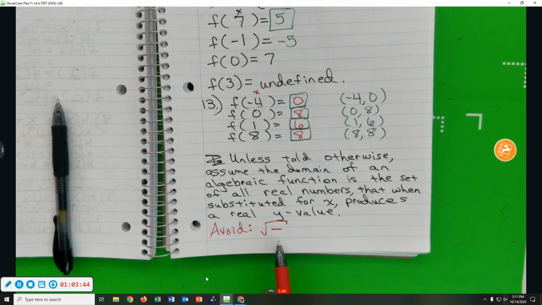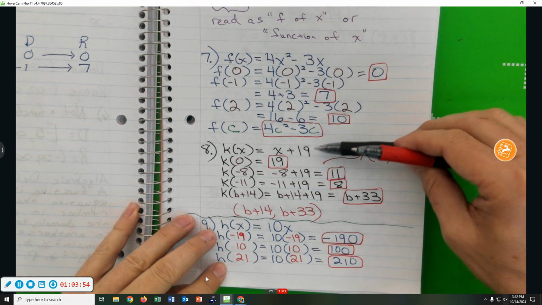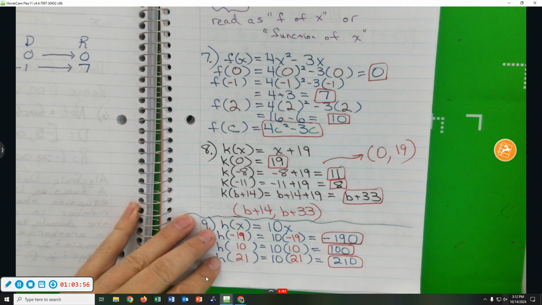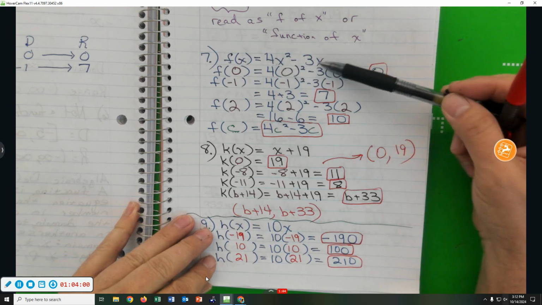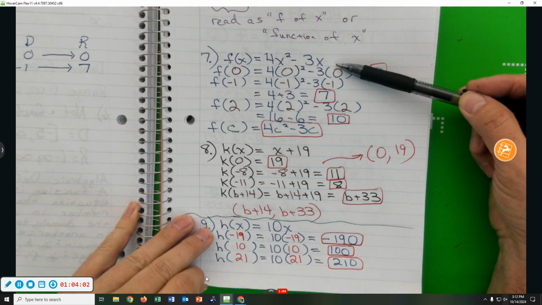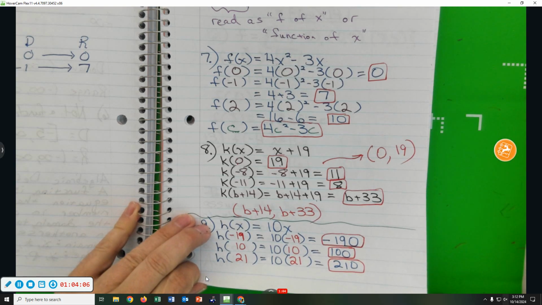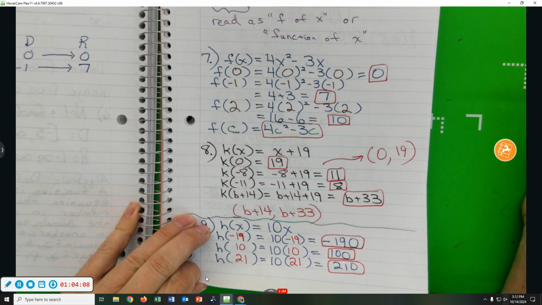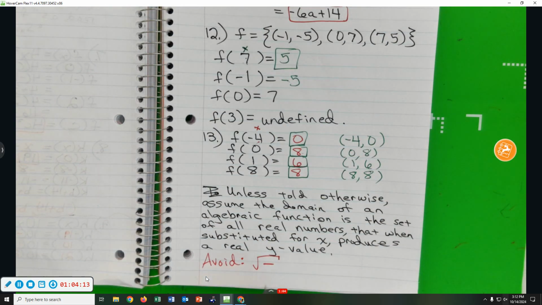Now, in order to pick up the square root of a negative, your function has to contain a square root symbol. When I look at numbers 7 and 8, there's no square root there, so we don't have to worry. You can sit here plugging in numbers till the end of time, and you're never going to get an imaginary y value because there's no square root. If there's no square root in the function, you can't get a negative under the square root. So you want to avoid the square root of a negative number.